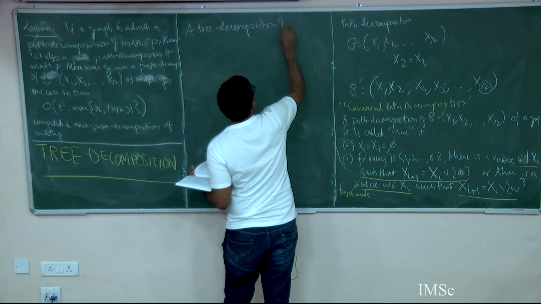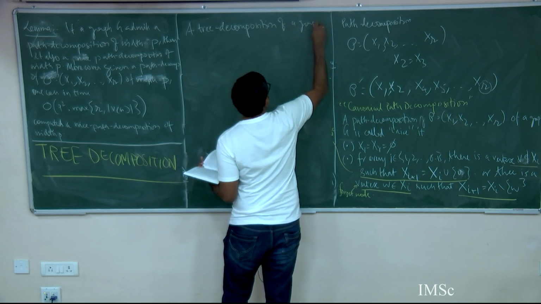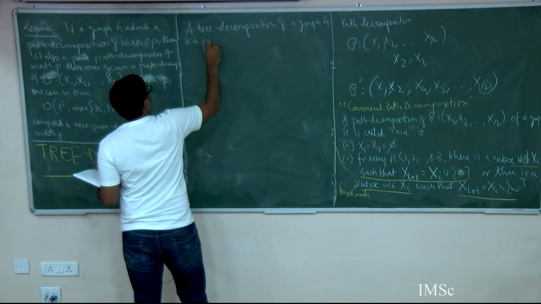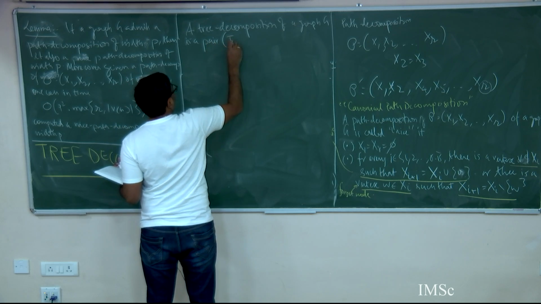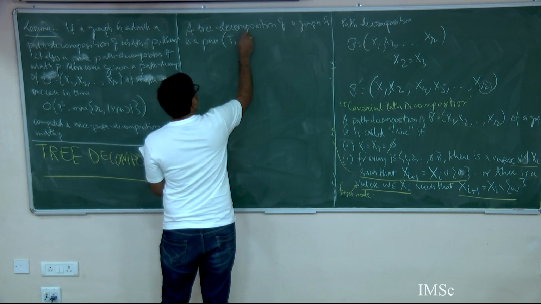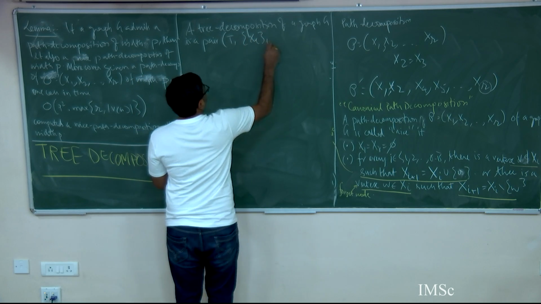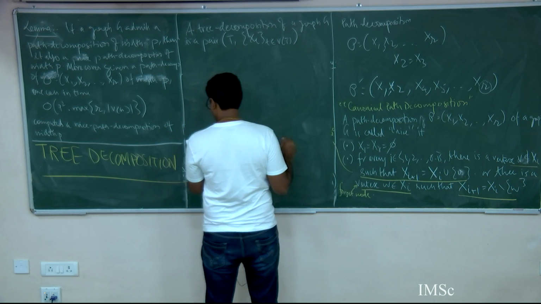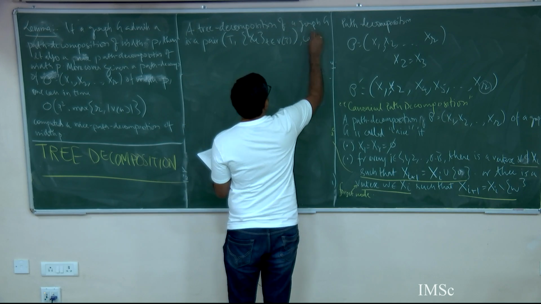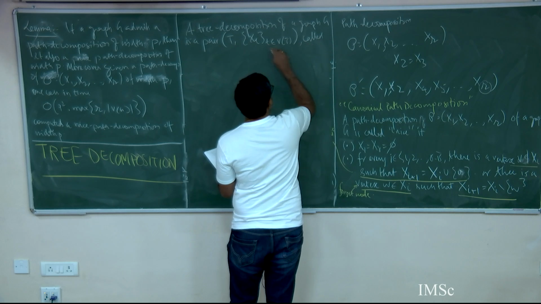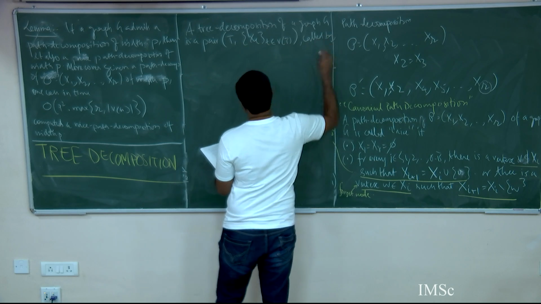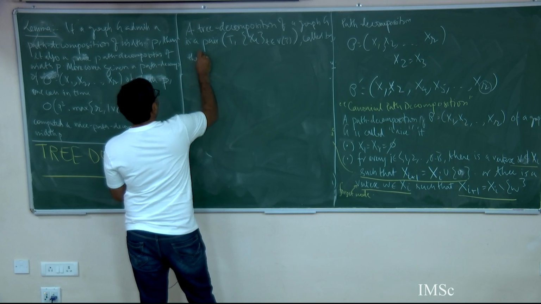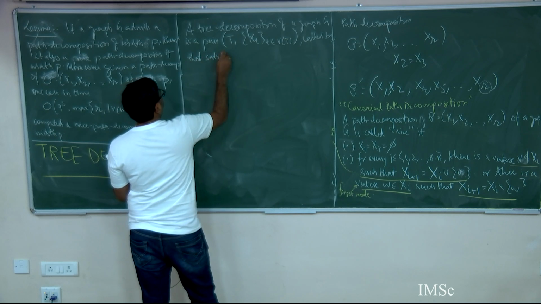A tree decomposition of a graph G is a pair: a tree T and X_t for t in V(T), called bags, that satisfy the following three conditions.